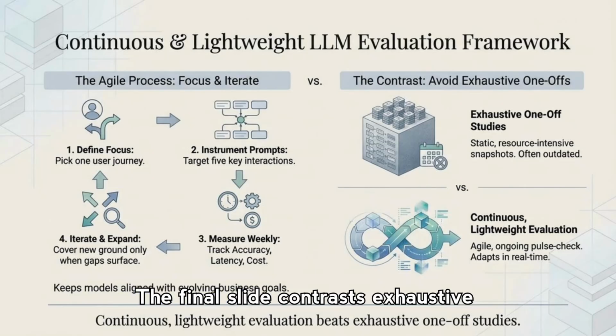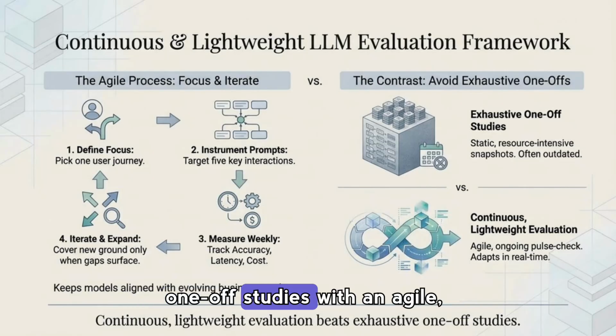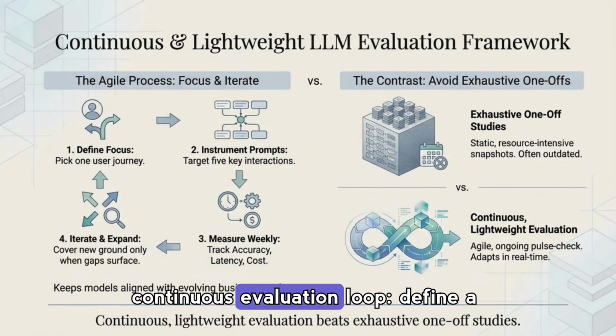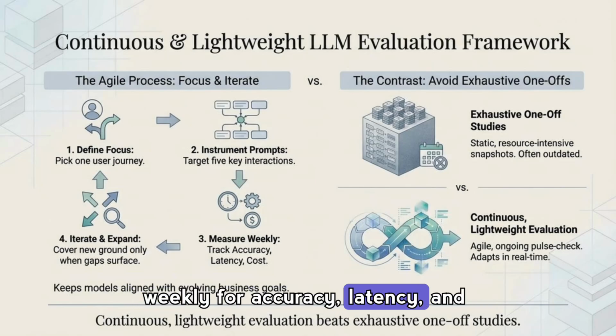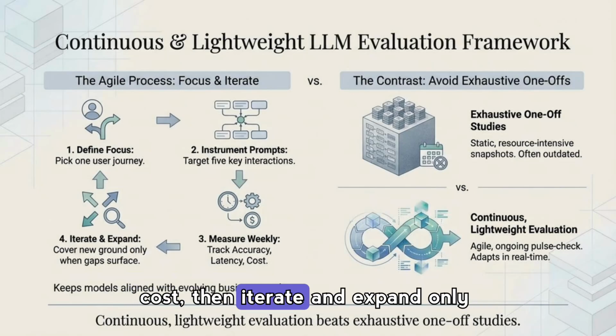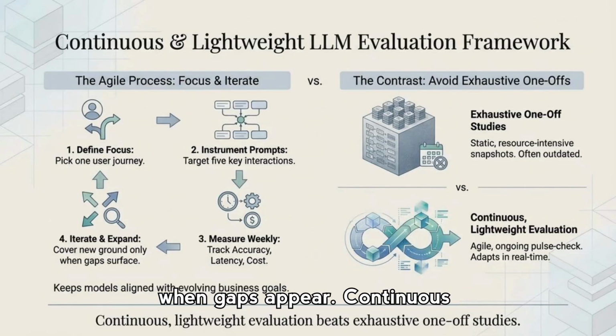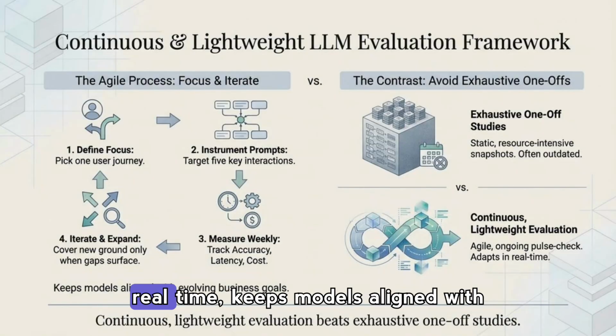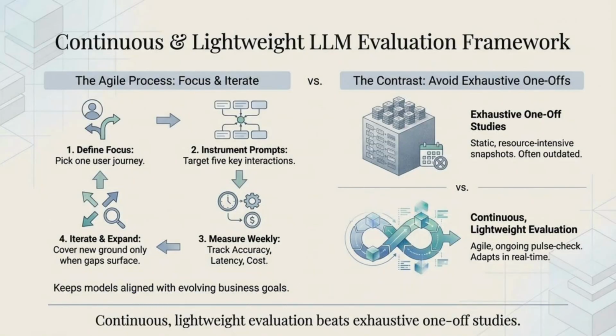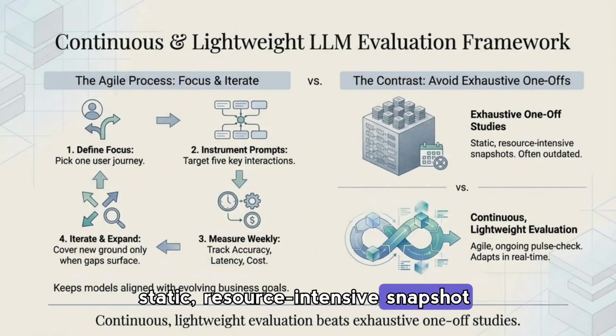The final slide contrasts exhaustive one-off studies with an agile, continuous evaluation loop. Define a focus, instrument prompts, measure weekly for accuracy, latency, and cost, then iterate and expand only when gaps appear. Continuous lightweight evaluation acts as an ongoing pulse check that adapts in real time, keeps models aligned with business goals, and outperforms static, resource-intensive snapshot studies.